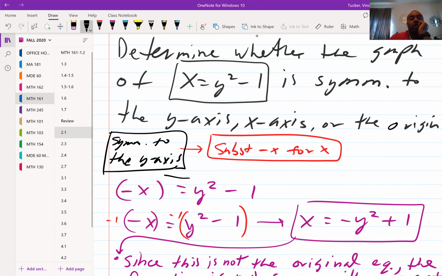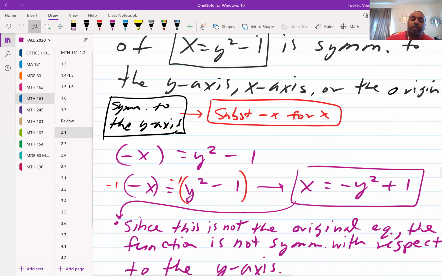I did that right here. Put negative x in for x. So that's negative x equals y squared minus 1. I want to make a clean comparison to the function that I have up there, x equals y squared minus 1. So if I multiply both sides by negative 1, so that I can say x equals, I put it in the same form. Multiplying negative 1 to each term, x is equal to negative y squared plus 1.